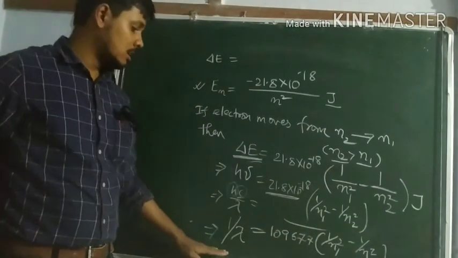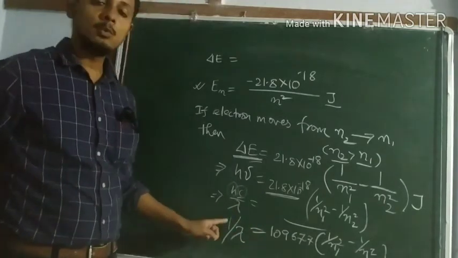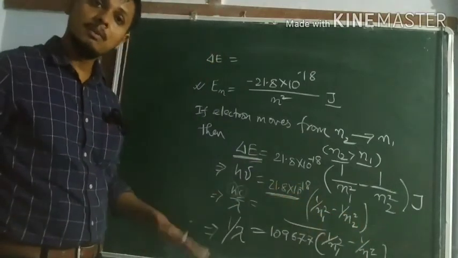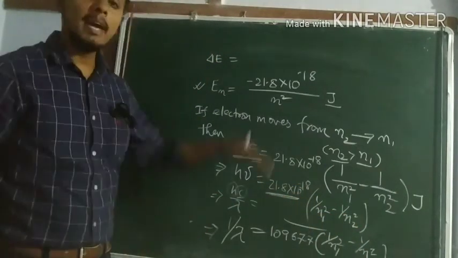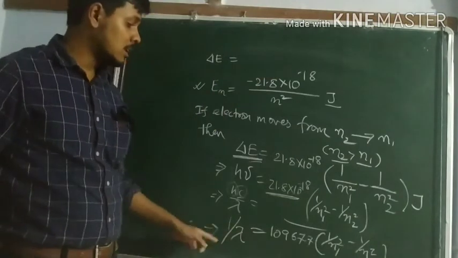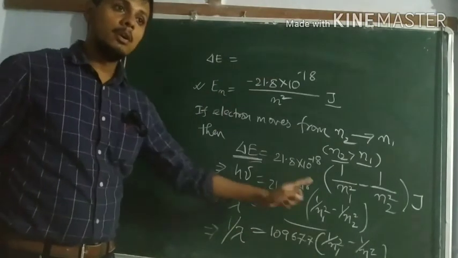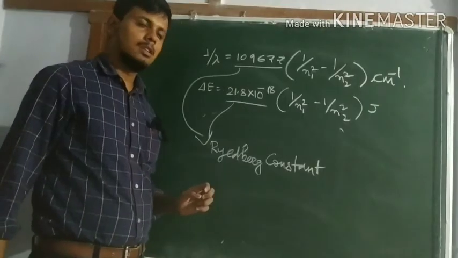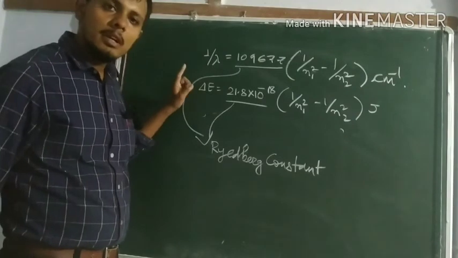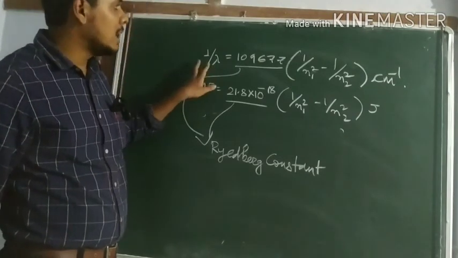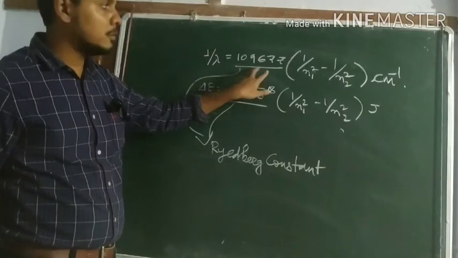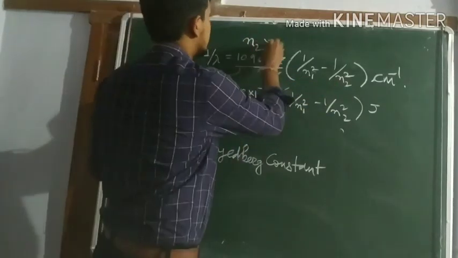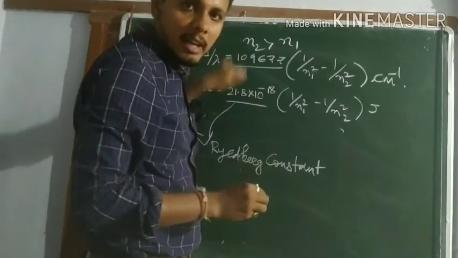So this is with respect to the wavelength. 1 by lambda is the wave number. So what we are actually getting is the wave number of the wave which is emitted when the electron comes from n2 to n1. So this is the equation that tells us about the wave number. When we calculate the wave number, we get 1 by lambda equals to 109677 into 1 by n1 square minus 1 by n2 square, where n2 is greater than n1, that means n2 is the higher energy level, n1 is the lower energy level.